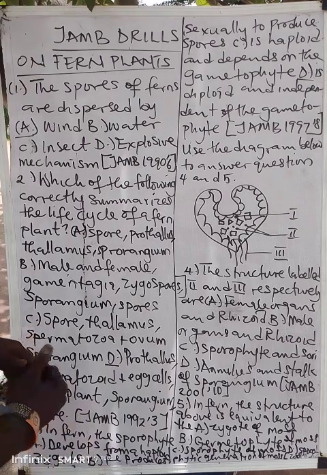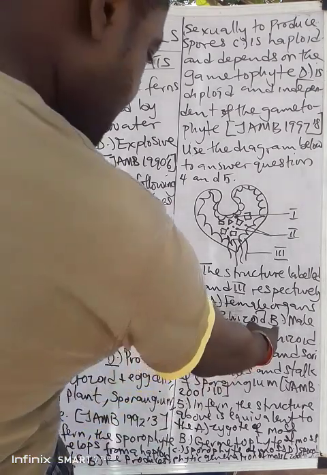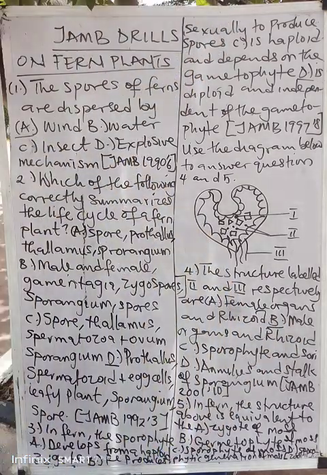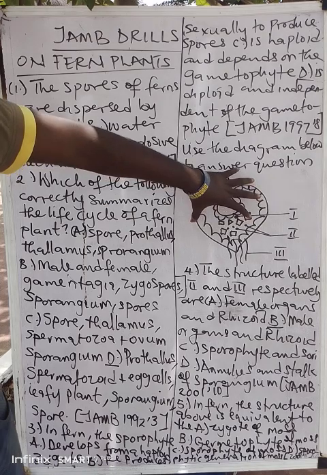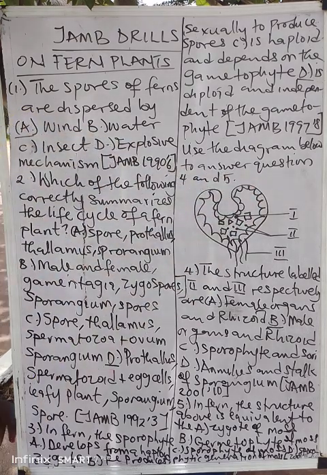The answer is B. Male organs and rhizoid. Then question 5 says, in fern, this whole structure is equivalent to what? A, is it a zygote? No. This is the gametophyte. It's equivalent to the gametophyte of most plants. That is the prothallus. That is option B.